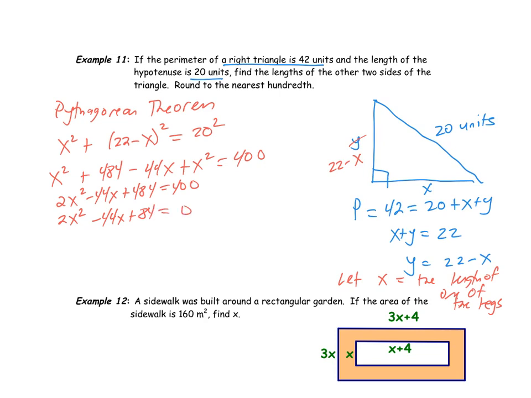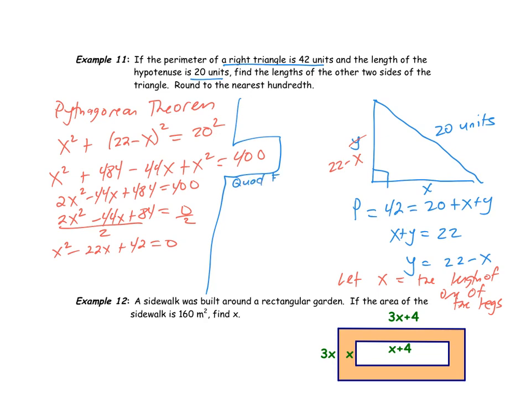And now all the coefficients are even, so I can divide everything by 2. So I'm going to get x squared minus 22x plus 42 equals 0. This looks like it might factor, but it doesn't. There aren't any factors of 42 that add to negative 22. So we can either solve this by completing the square or the quadratic formula. I think I'm going to use the quadratic formula, so I'll squeeze that in over here.